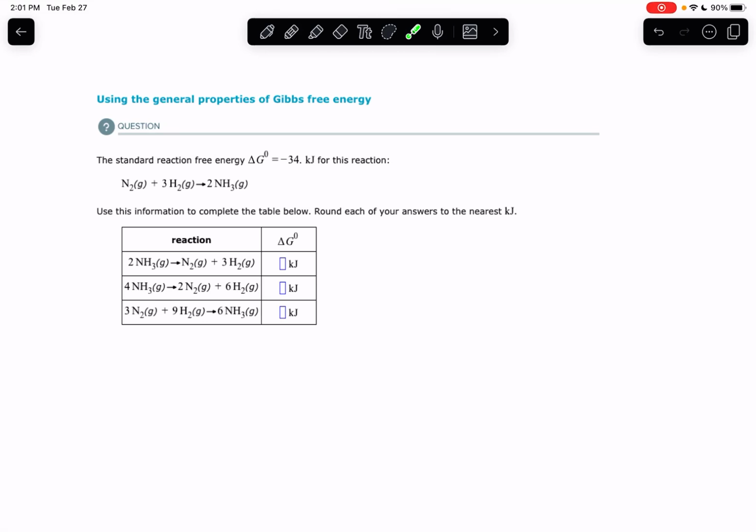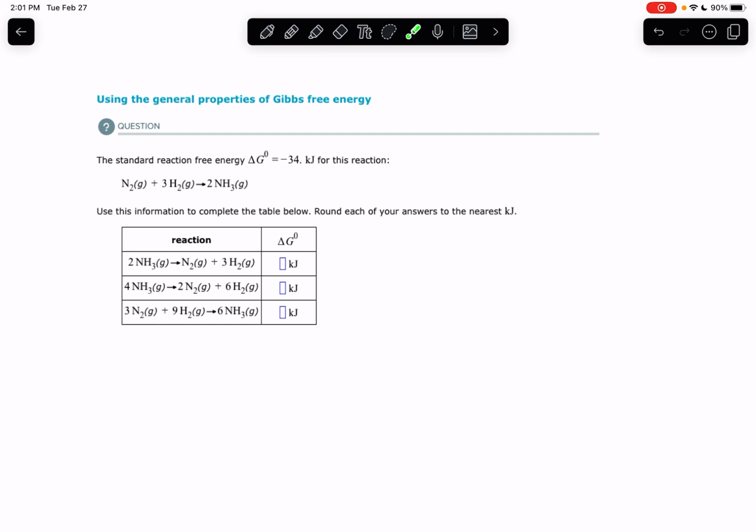Now this is kind of interesting because you don't see a whole lot of manipulating Gibbs free energy in problems. But in this problem, they give us that Gibbs free energy overall for this reaction right here is negative 34 kilojoules. And then they give us variations of this reaction above on 3 separate occasions. So all we have to really do is compare this equation to each one of these, and we can then manipulate our change in G.